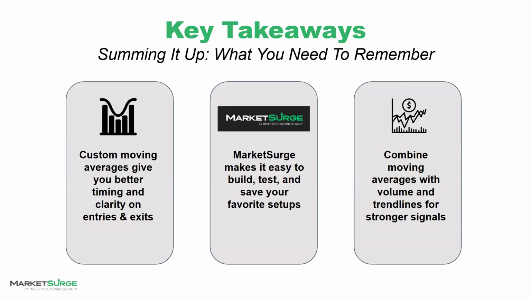Okay, so finally, our key takeaways. So custom moving averages give us better timing and clarity on entries and exits, right? It's just another tool that we can use. So we're not just looking at the price bars, but also just getting more information for our analysis. Of course, MarketSurge makes it pretty easy, right? To set these up, right? Just using that wrench icon, picking which time frames I want to use. I could just match the weekly chart to the daily chart, no problem. And then we want to combine the moving averages with our other signals as well, right? Say it's like with volume if a stock bounces off of a moving average.